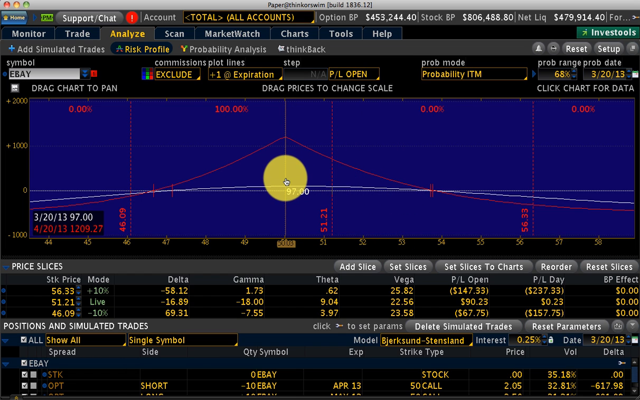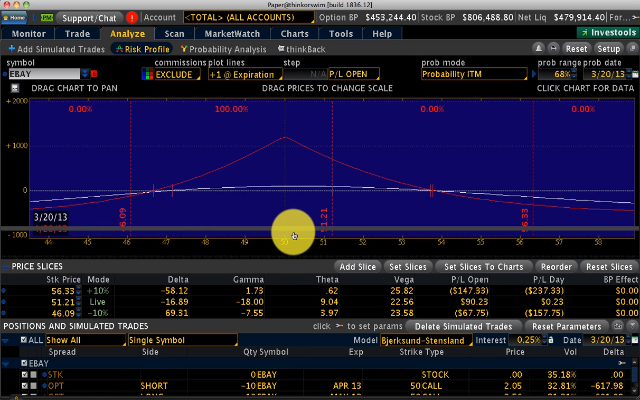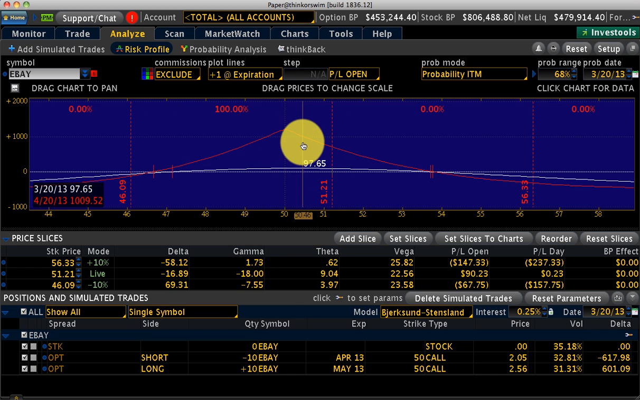Right now, our tent pole is at 50, and the way you adjust a calendar is you actually do a very visual adjustment. This is one trade where you have to look at the graph and decide how you want to adjust it. So the best way to adjust a calendar is to make it into a double calendar.